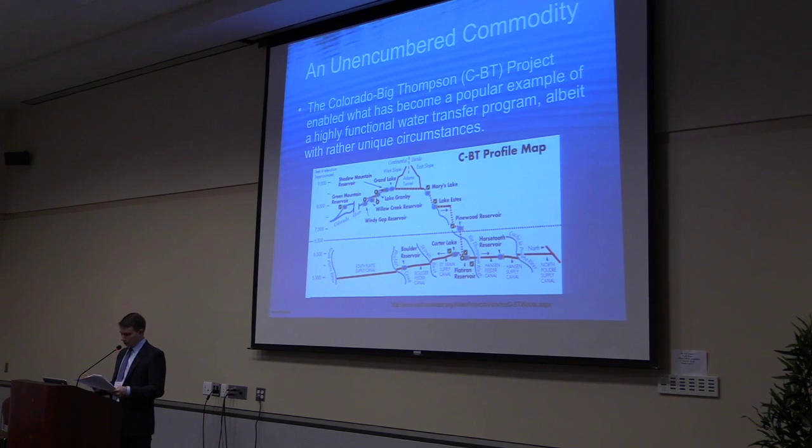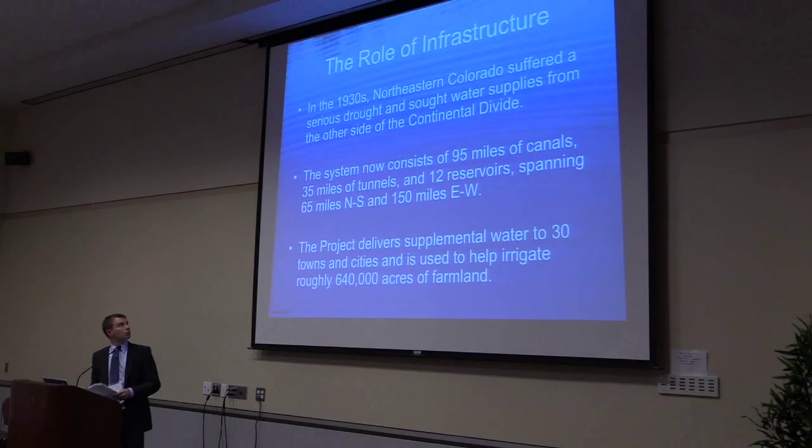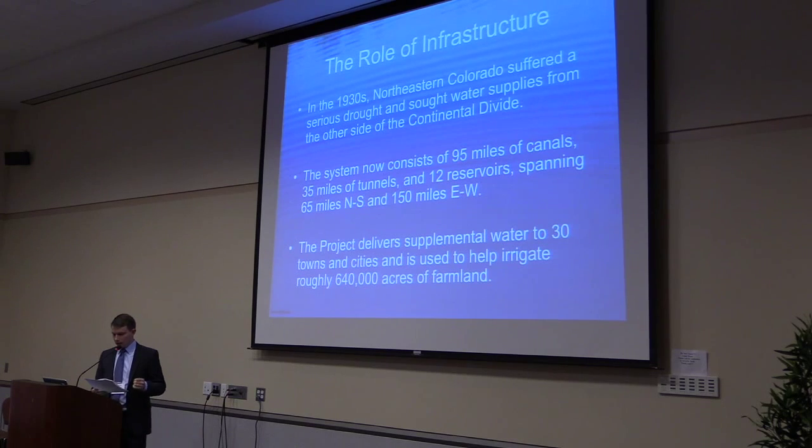So the Colorado Big Thompson project brings water from the headwaters of the Colorado Basin across the Continental Divide, as you can see in the picture here, to the Front Range of Colorado, and has made possible this active, long-standing, and often referenced water market. Part of the reason for the activity of this market is the extent of the infrastructure and hence the geographic range of the system. With 95 miles of canals, 35 miles of tunnels, 12 reservoirs, 65 miles north to south, 150 miles east to west, you're covering a lot of territory. And the project also covers not just ag lands but also municipal lands.